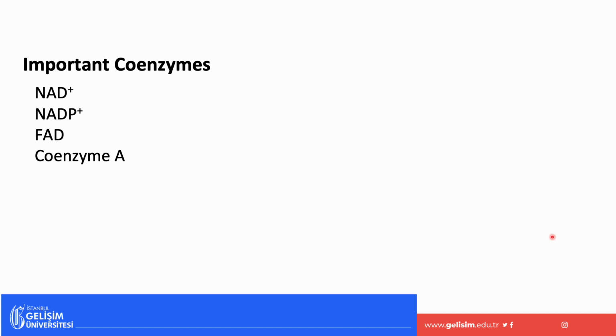Then we have the last one, coenzyme A. Coenzyme A is involved in various metabolic pathways, including the breakdown of fatty acids, the citric acid cycle, and also the synthesis of fatty acids and cholesterol.